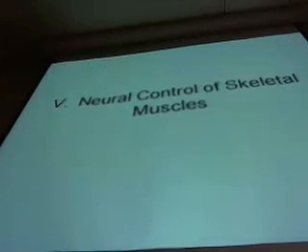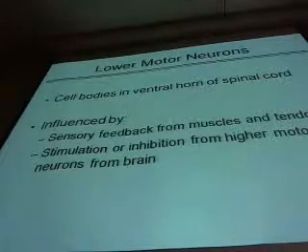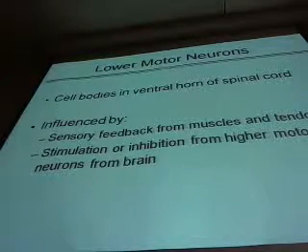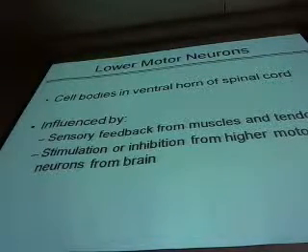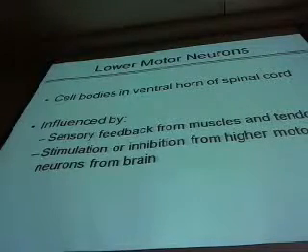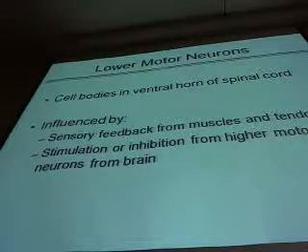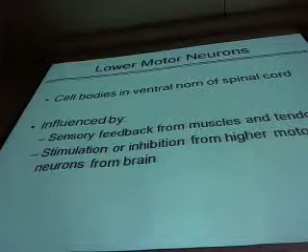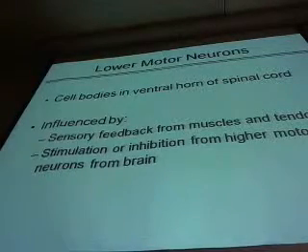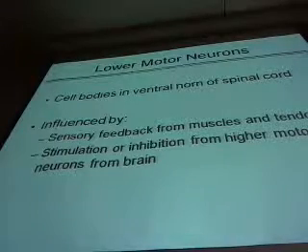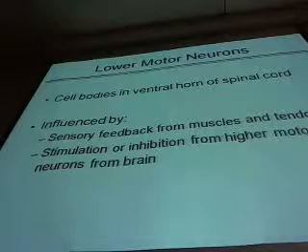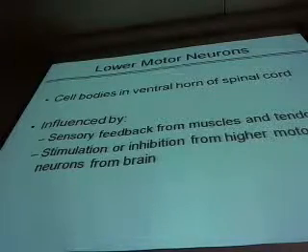Okay, let's go on. Neural control of skeletal muscles. Lower motor neurons, neurons that are coming out of the ventral horns of the spinal cord. Sensory feedback from muscles and tendons. Stretch, generally, is a stretch receptor. Stimulation or inhibition from the higher motor neurons from the brain. You get stimulation or inhibition.